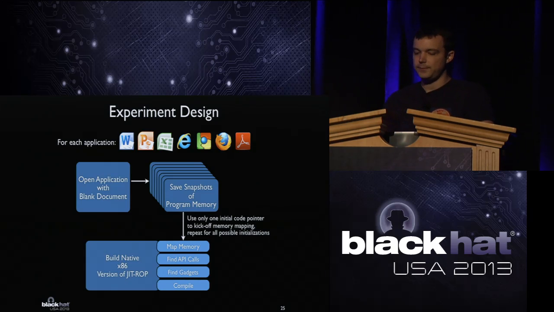Then, instead of a JavaScript version of JIT-ROP, we built a native x86 version. And then we took as input to that program each of the memory snapshots and kicked off our entire process using a single code pointer. And then we repeated that for each application for every single code page there was. So we ran each one of these applications thousands of times. That's why we had to do it with a native x86 version.